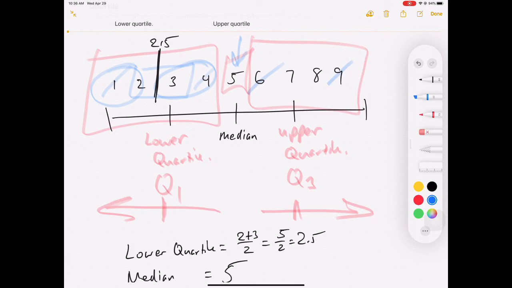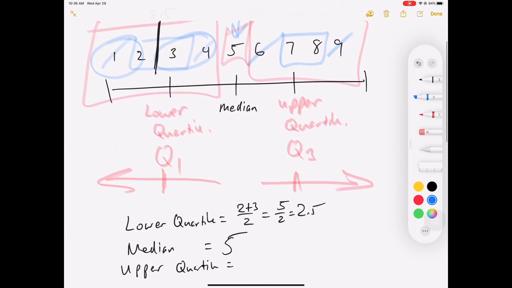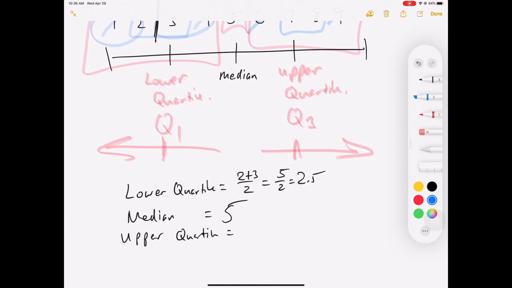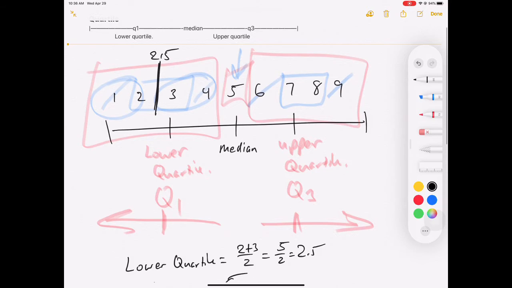So 6 and 9 get canceled out, and we're left with 7 and 8. Well, what's the middle number between 7 and 8? 7 plus 8 over 2 is 15 over 2, which is 7.5. So our median on our right side, our upper quartile, is 7.5. And that breaks this graph into 2 and 2 again on the right side.